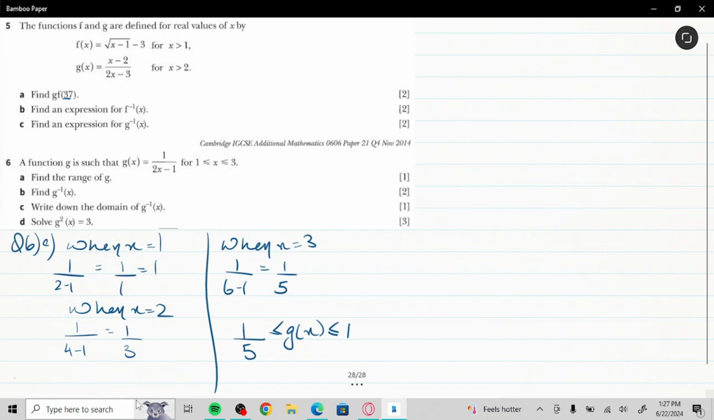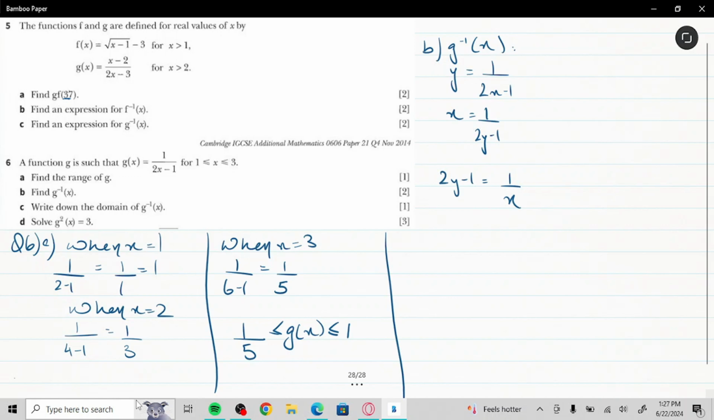What we have been told in part B is to find the inverse of the function g. We have done these types of questions, so you can do that again. So for g inverse of x, y is equal to, first of all, copy the equation, 1 upon (2x minus 1). Interchange the x and y values. So x is equal to 1 upon (2y minus 1). Make y the subject. 2y minus 1 is equal to 1 upon x. And 2y is equal to 1 upon x plus 1.